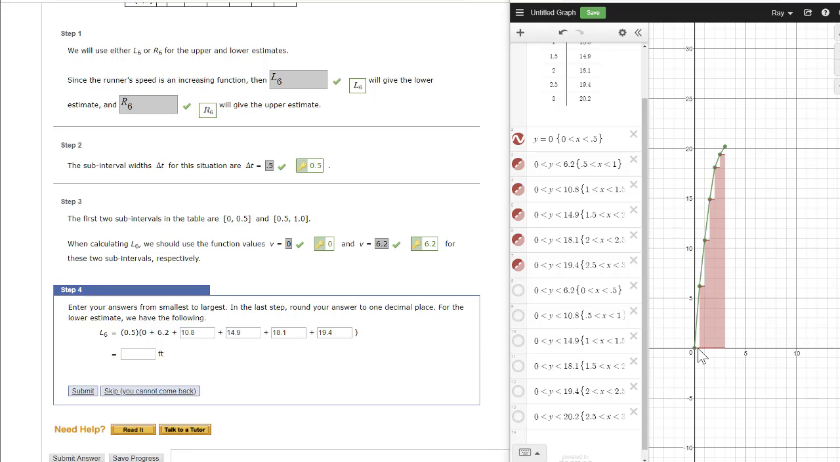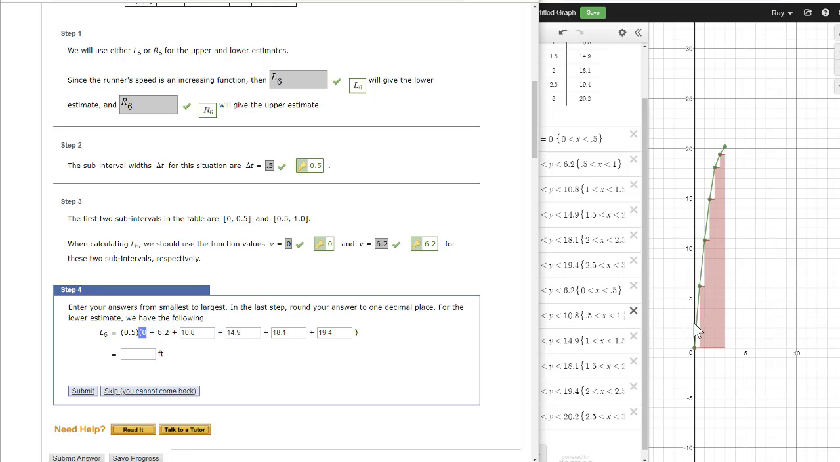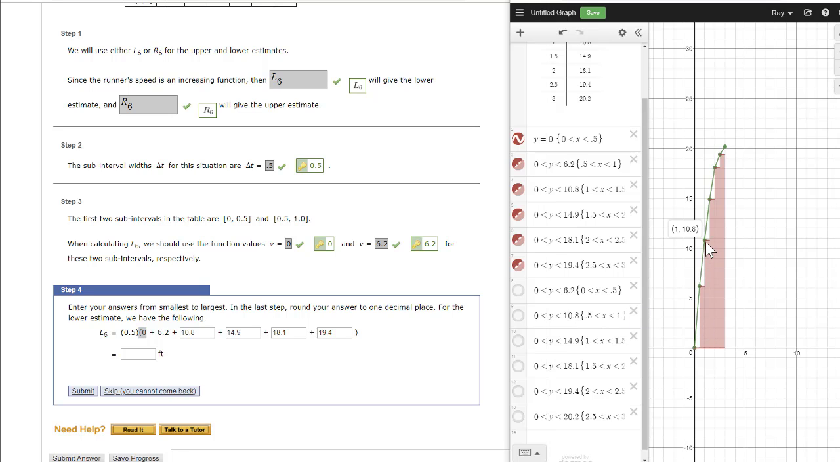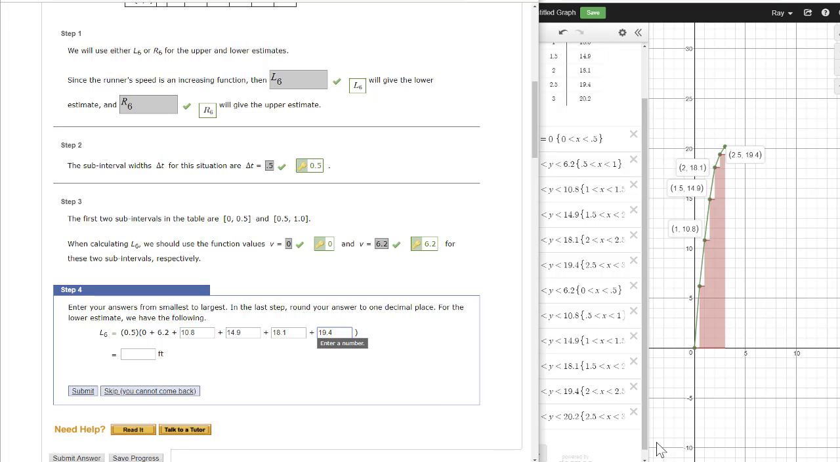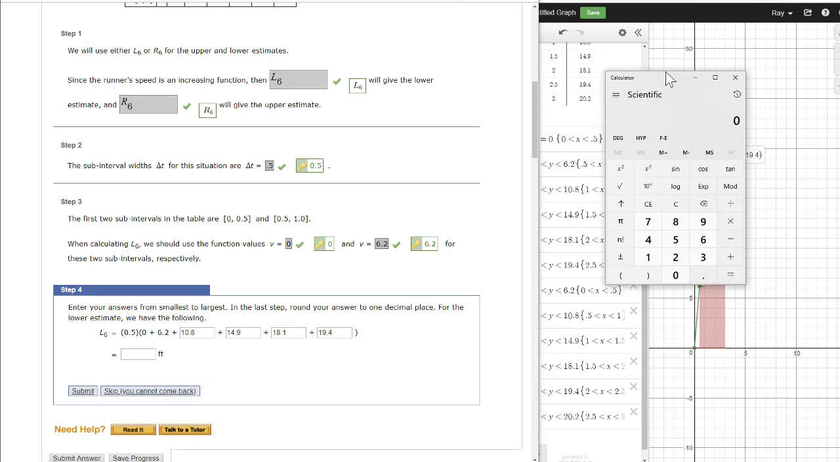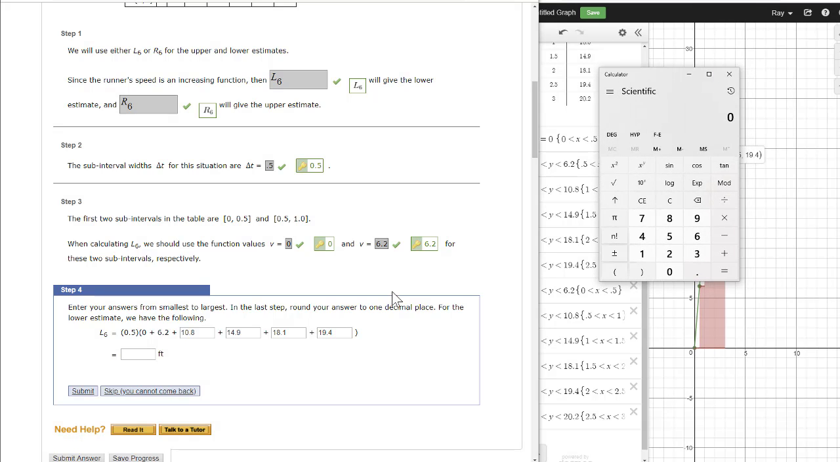So how many rectangles are there? The first one is the 0 rectangle, so that's a 0 contribution. And then the next one has a height of 6.2, and then 10.8, and then 14.9, 18.1, and this last one has a height of 19.4. And so that's what that is. Looks like we'll need a calculator to calculate this, and we're just going to be adding these numbers. So let's take our calculator out and add up these numbers.